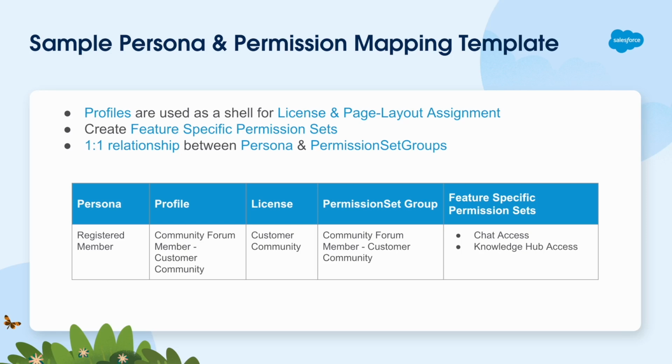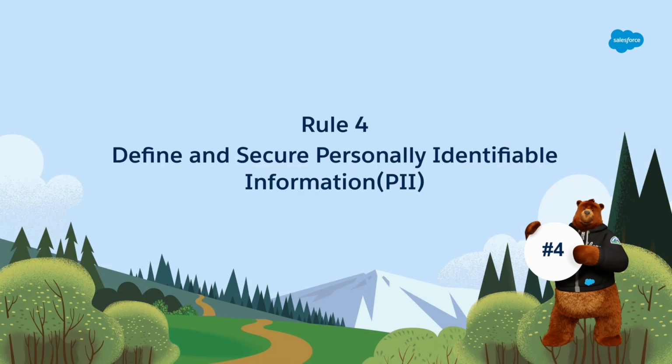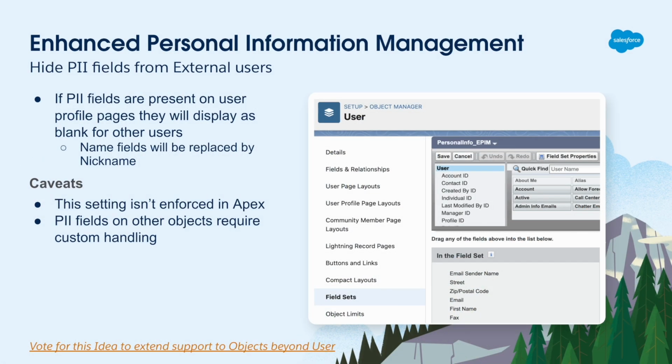From here, we move to rule number 4, that is define and secure personally identifiable information. Firstly, from a business perspective, you need to have consensus on what data points are deemed as PII, and then once defined, you need to secure them leveraging platform capabilities such as Enhanced Personal Information Management or EPIM. The way this works is there's a field set on the user object called Personal Info EPIM, which by default has a set of fields that Salesforce has deemed as PII, but you can adjust them as needed.